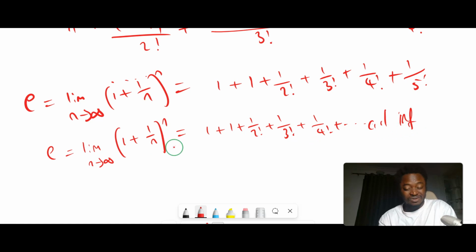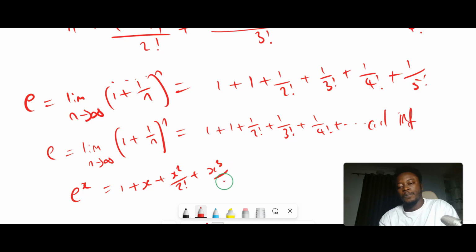Now the question that should naturally come to your mind is: what about the series for e to the x? You have a series for e, but we don't have a series for e to the x. Of course, the series for e to the x should be in ascending powers of x, and I will give it to you for free. It equals 1 + x + x²/2! + x³/3! + x⁴/4! up until infinity. So that is the series.